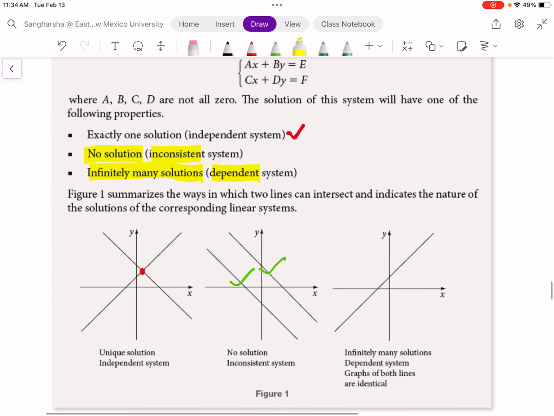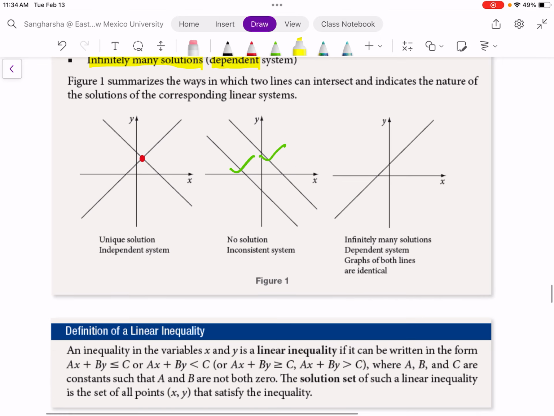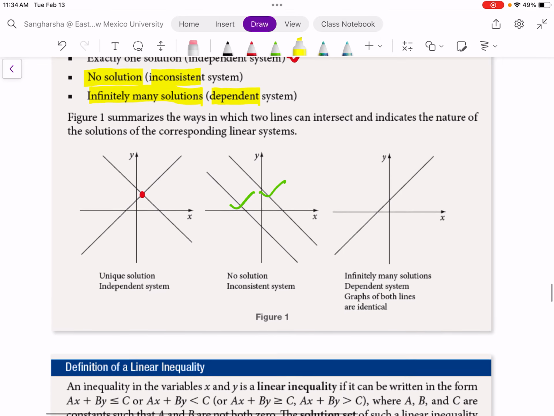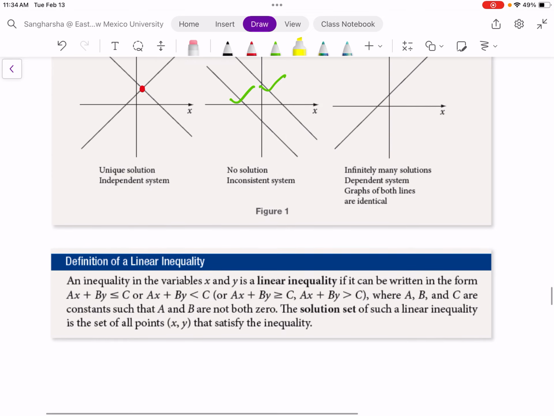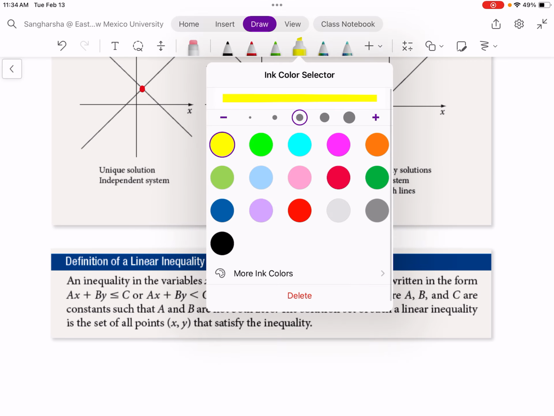Do you want more examples for linear equations, or can we go to the next one? Okay, so next we have linear inequalities. We had linear equations earlier. Now we're going to have inequalities.